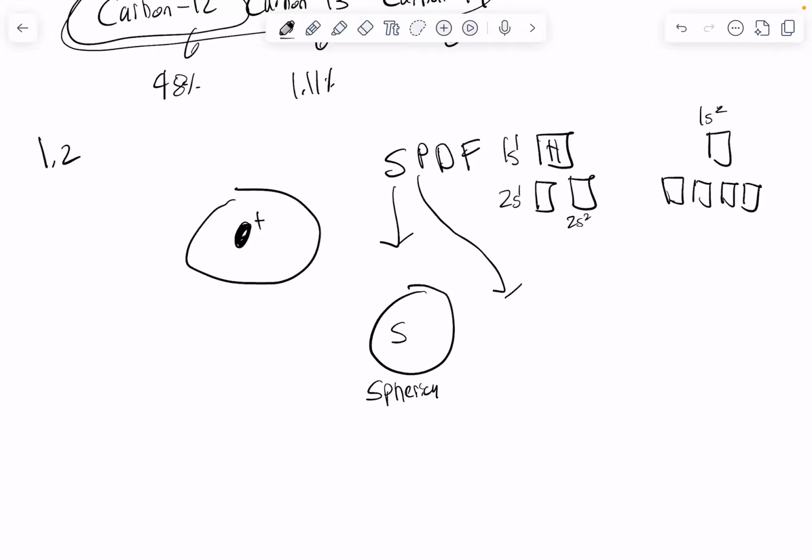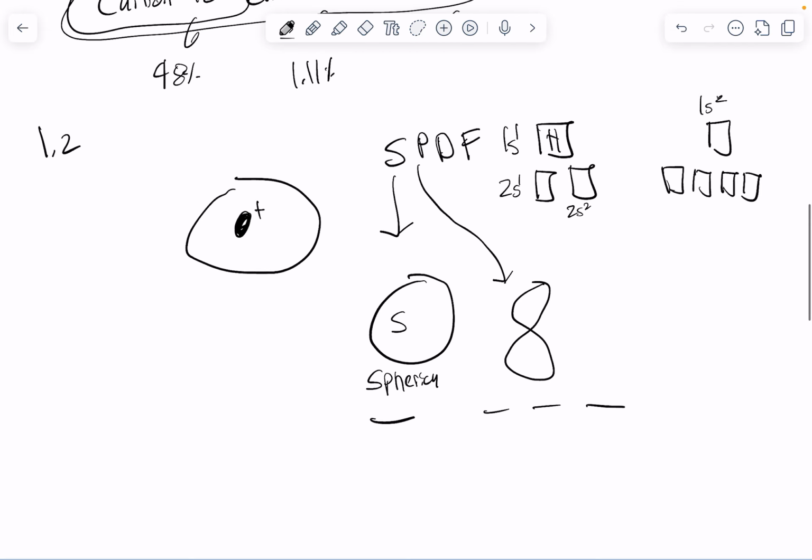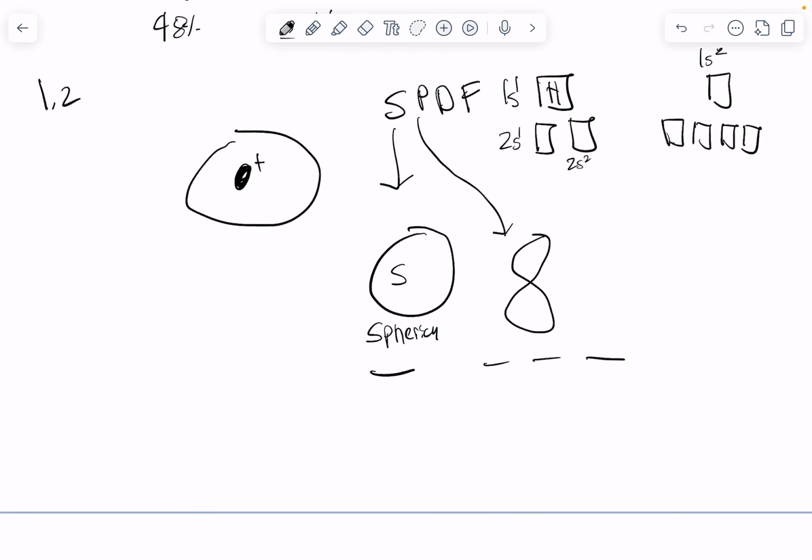Now the p orbital. There's only one spot for electrons to go on the s orbital. On the p orbital, we call it dumbbell. That's how it orientates itself. And there are 3 spots where electrons can go on the p orbital. And then the d orbital. We kind of think of it as a clover leaf. The d orbital has 5 spots where it can take electrons, okay? So this is the first orbital.